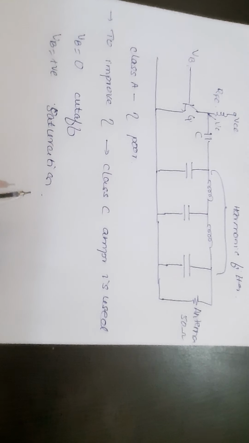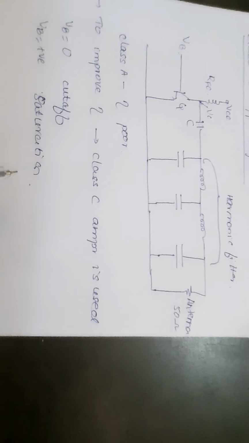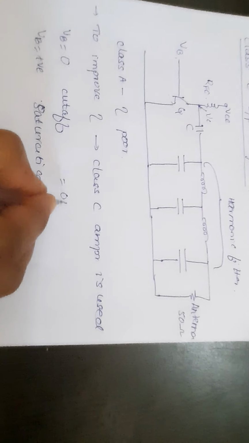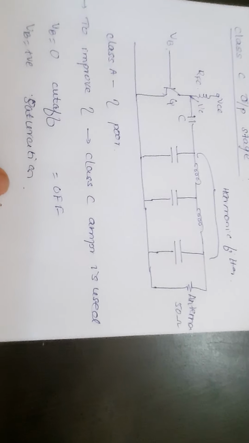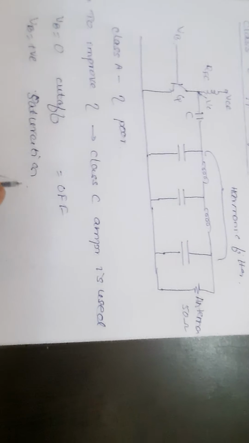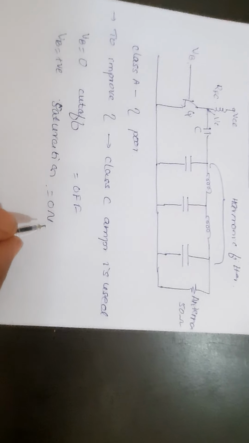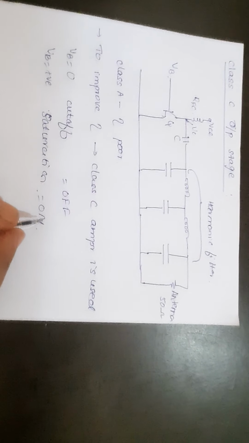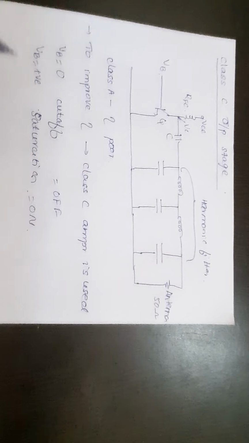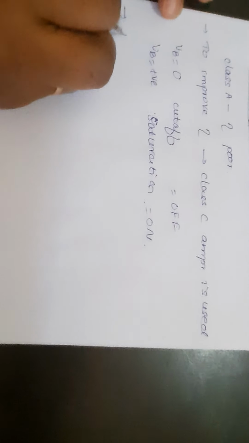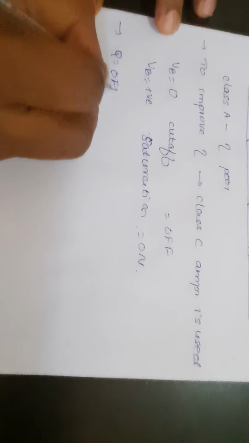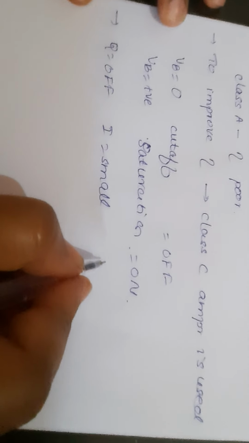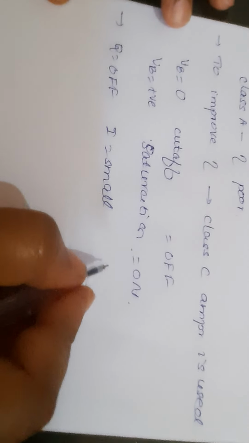The transistor is biased such that it remains off for no signal condition, and operates in the saturation region when the input signal is present. When the transistor is off, when Q is off, the current through it is very small. Hence, the power dissipated is negligible.